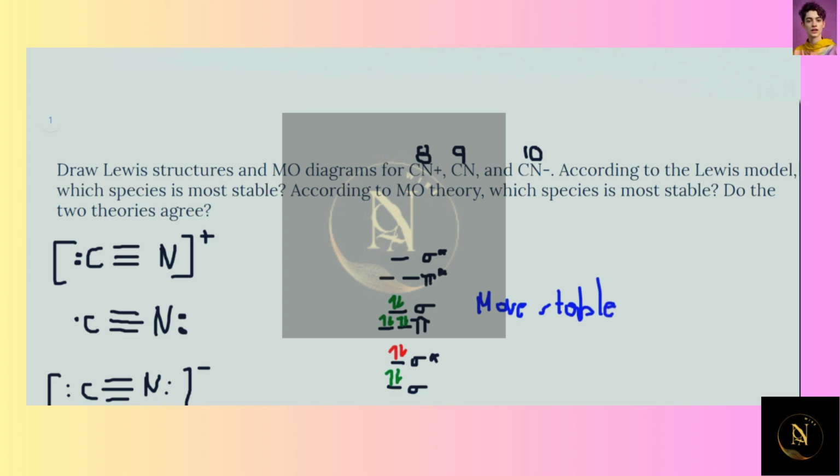So for this one, it agrees that for the molecular orbital diagram, this CN minus is going to be the most stable. And for Lewis, we also have this as the most stable, because it's the only one that we can fulfill 2 octets in without any sort of lone electron pairs or missing octets. So yeah, this is the most stable for both of them, and they do agree in this case.